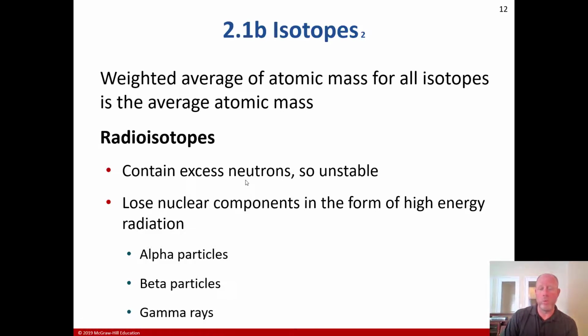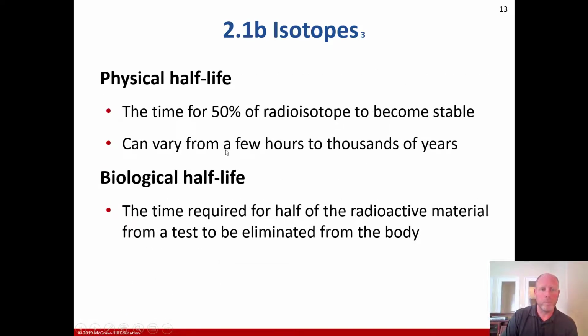Okay, when there are excess neutrons, the more excess neutrons it has over the number of protons and electrons for the normal balance, the more and more unstable it becomes. And it loses nuclear components from the nucleus, in the form of high energy radiation, which is typically either alpha particles, beta particles, or gamma rays, things you at least have heard of before in terms of radiation, right? And the physical half-life of an isotope is basically the time for 50% of the radioisotope to become stable, and that can vary from a few hours to thousands of years, all depending upon the isotope, the element, and its variation in terms of an isotope.